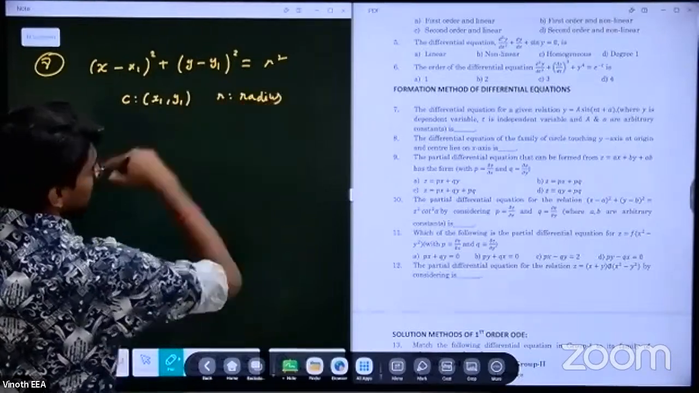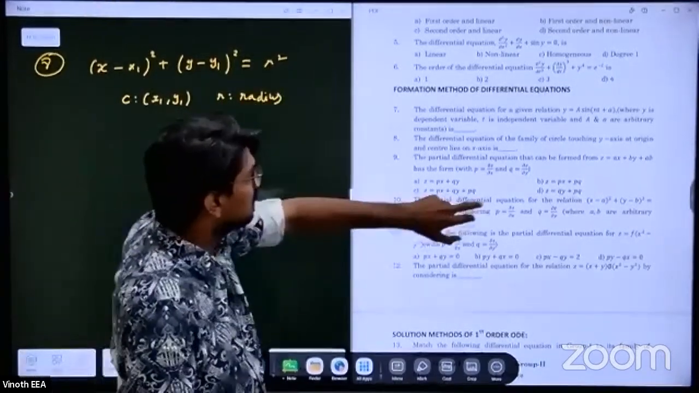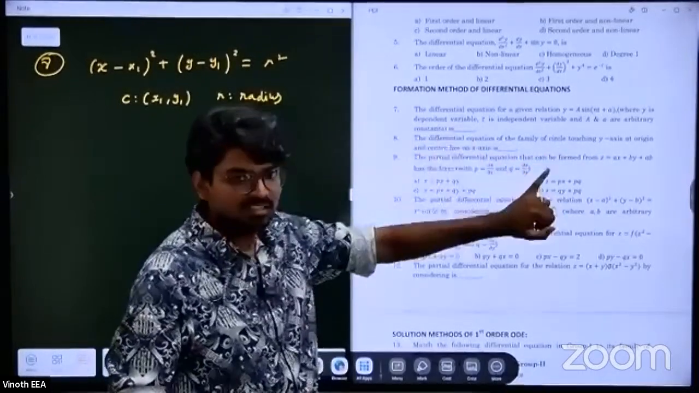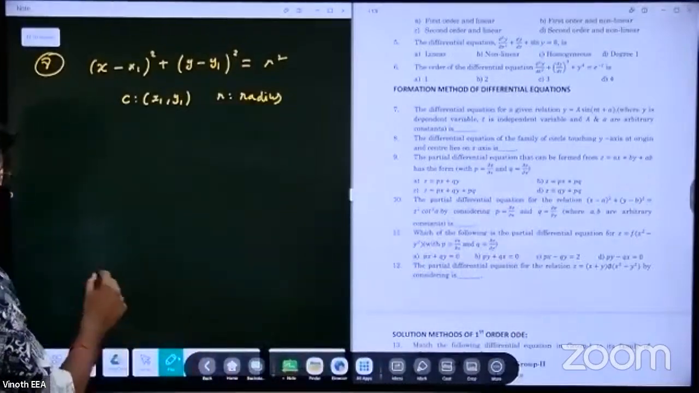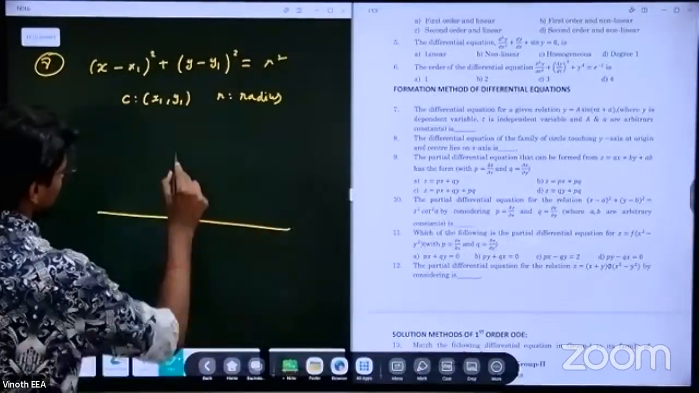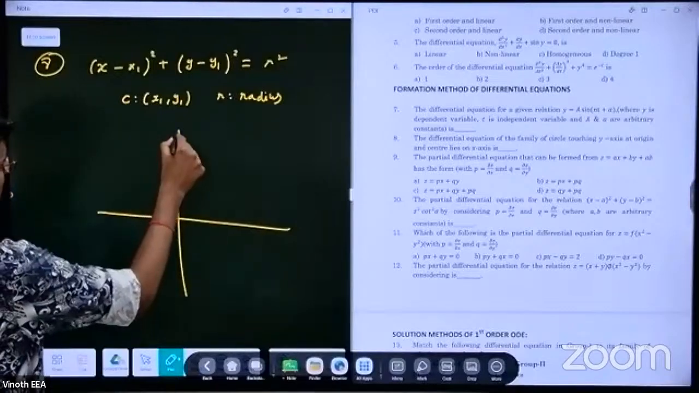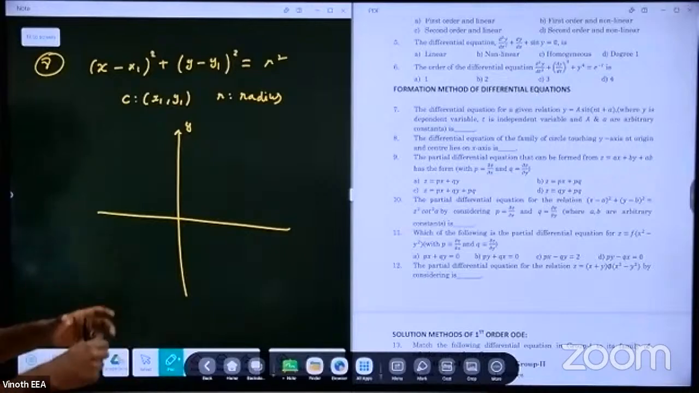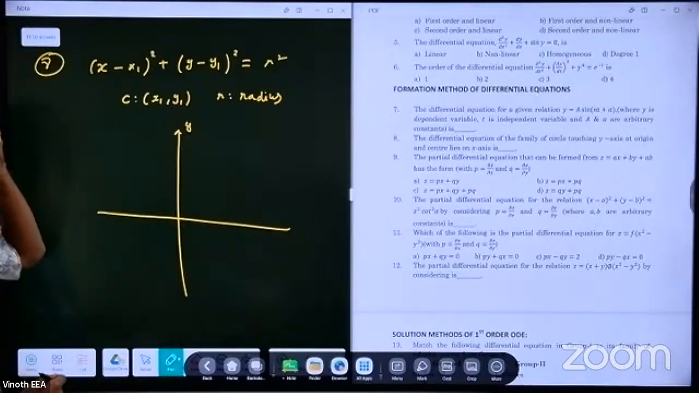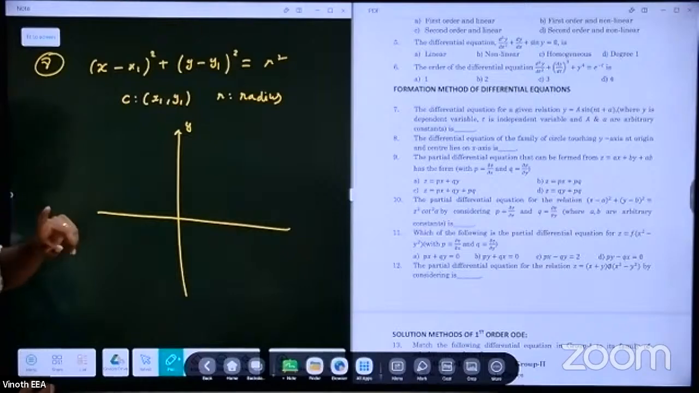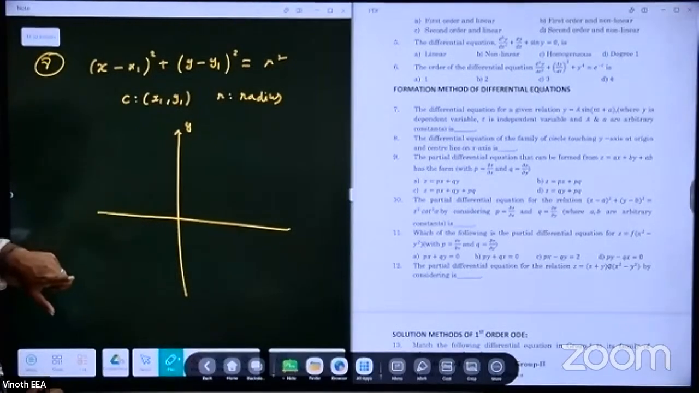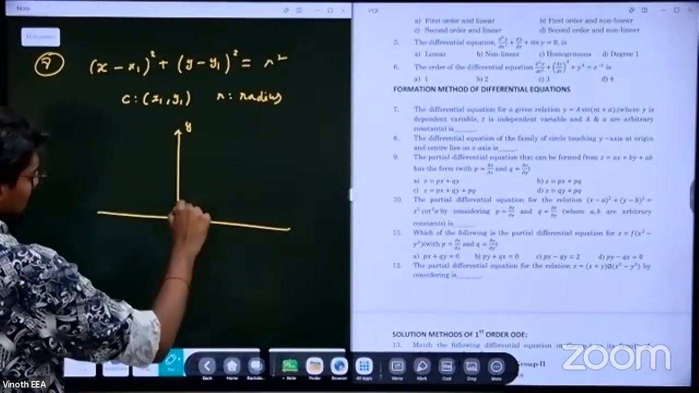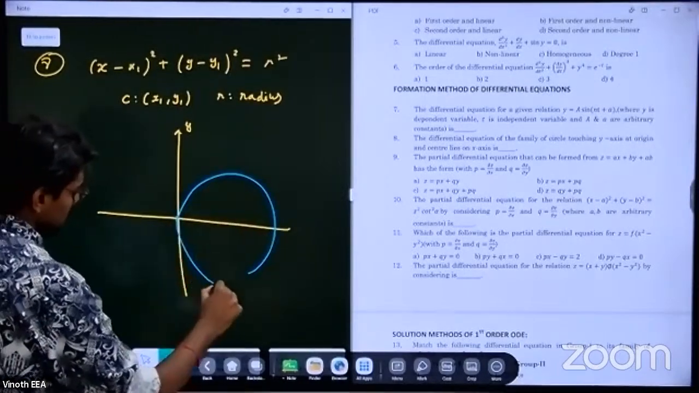Next, what are all the constraints in the question? Family of a circle touching y-axis at the origin and center lies on x-axis. Let me just draw that first. This is the y-axis. So touching the y-axis at the origin means the circle has to be like this.